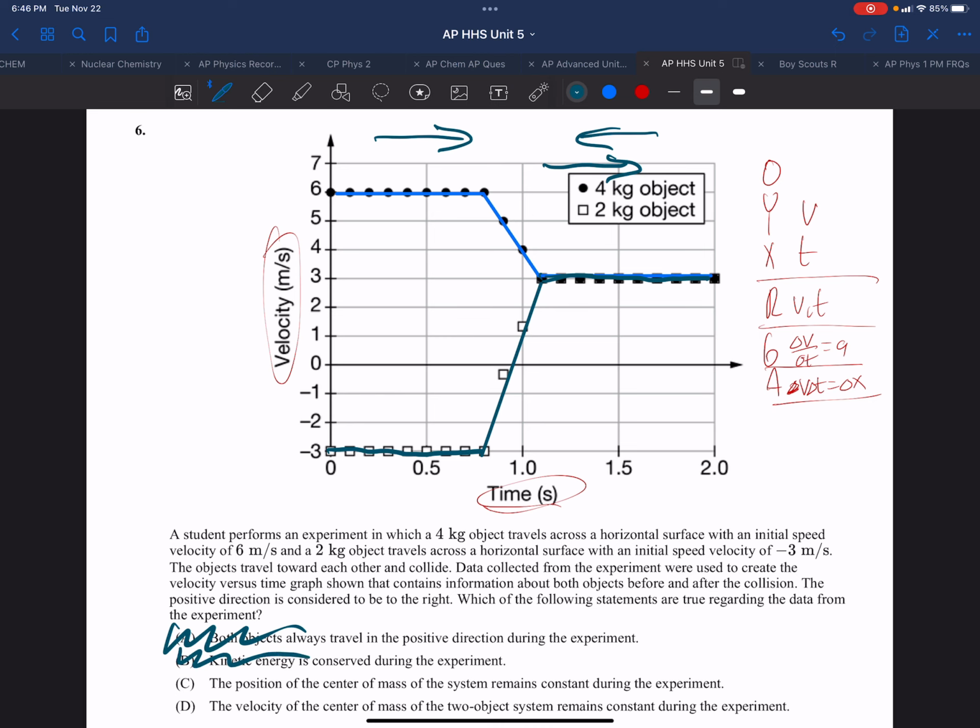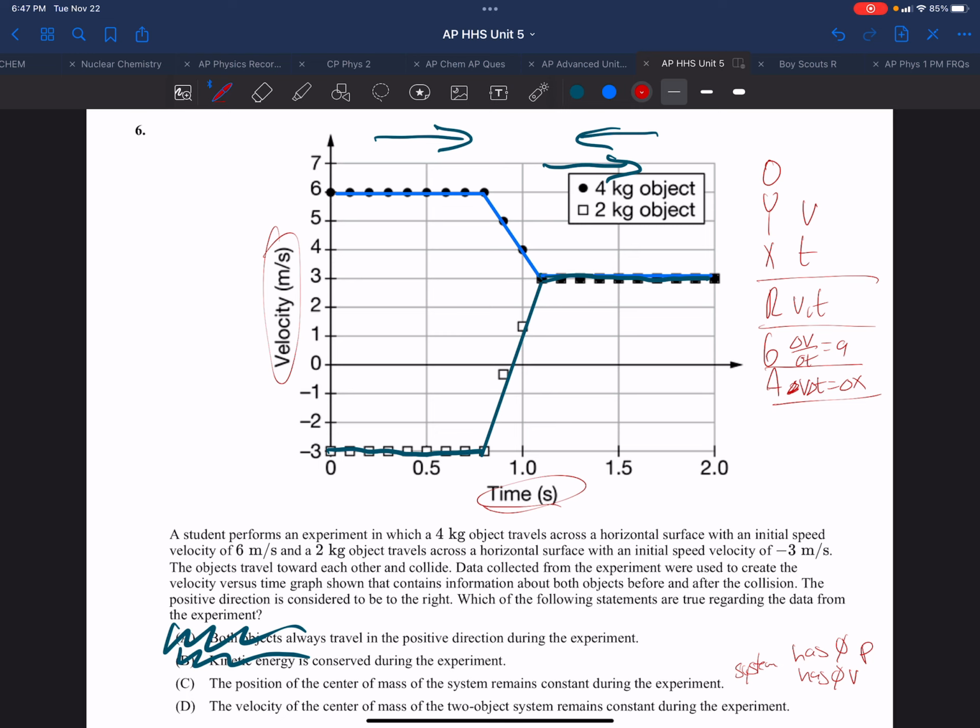It's a sticky collision. Position remains constant. That means the system has zero momentum, is what that means. Has zero velocity. That's what that means. And that is not true either.